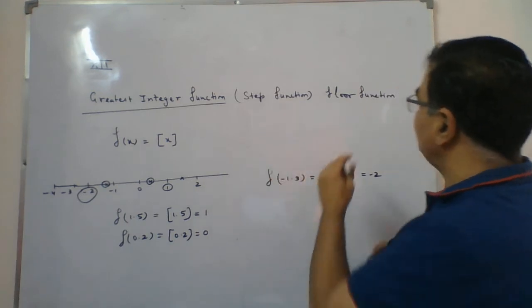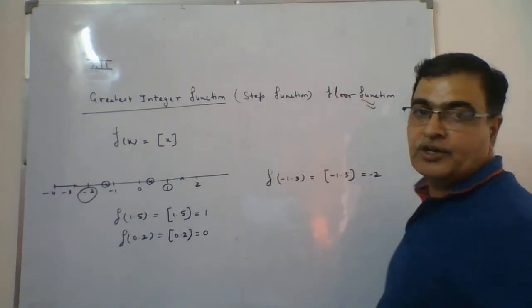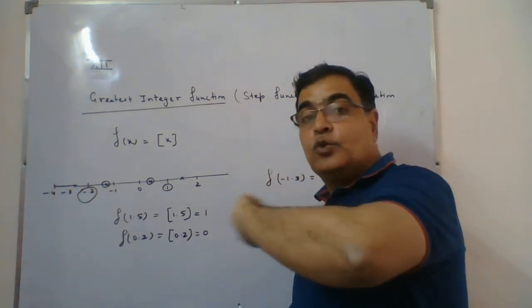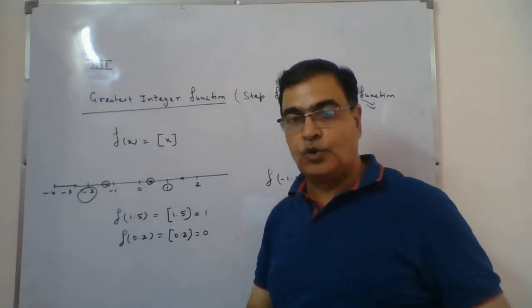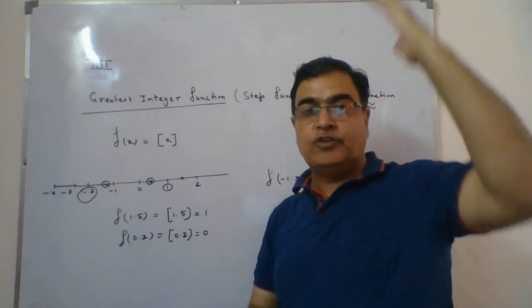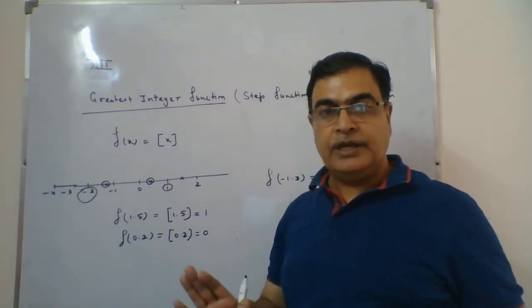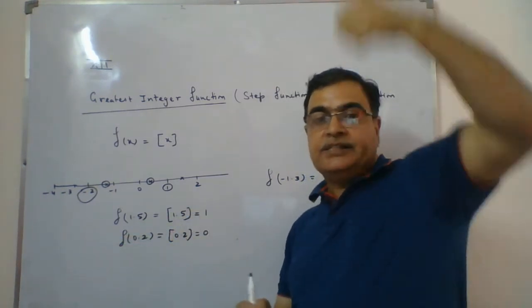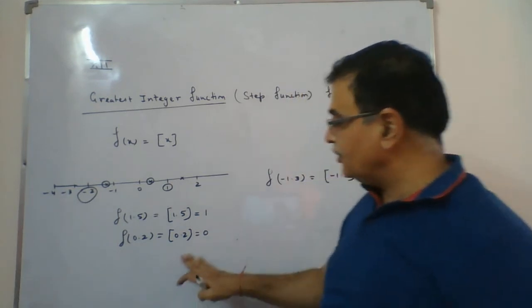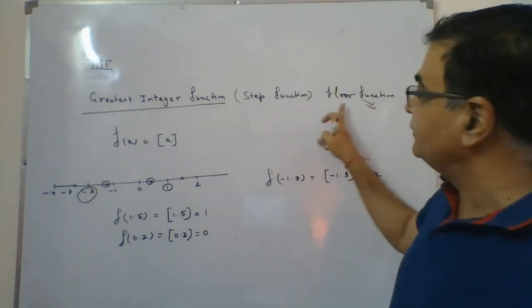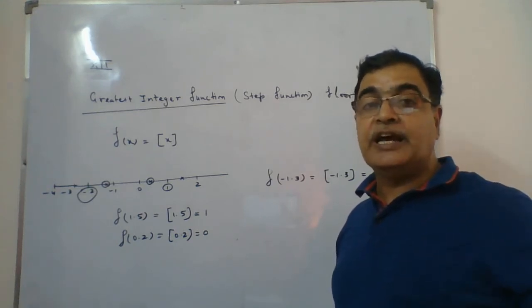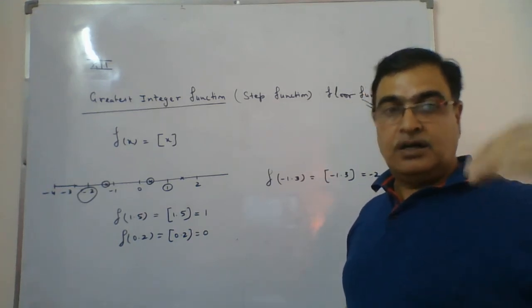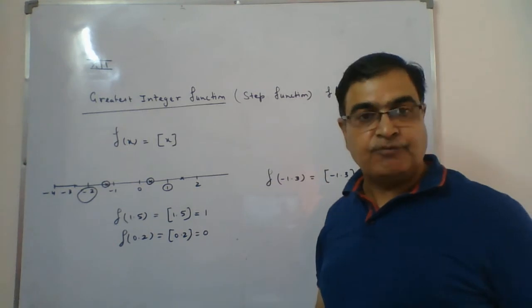And that's why this function is also called the floor function. Floor, why? Because we are going towards the lower side. That is the floor, lower floor. Above side we'll go, that will be roof, or ceiling. So in this case, ceiling, floor. So this function will be called a floor function also. It is called a step function because its graph comes out to be like a step. So that's why we will call that a step function.